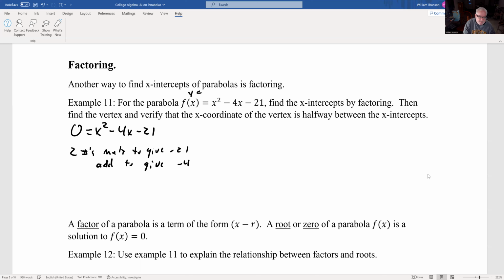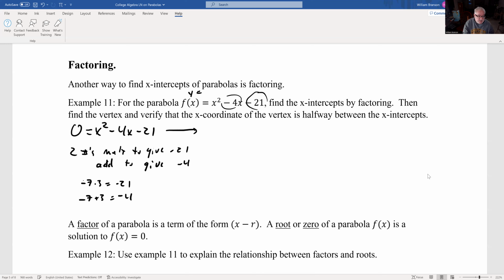So multiply to give this number, add to give that number. So factors of 21 are 21 and 1 and 7 and 3. And 7 and 3, if you subtract one from the other, you get minus 4. So minus 7 times 3 equals minus 21. Minus 7 plus 3 equals minus 4. And so those are the two numbers we're looking for.